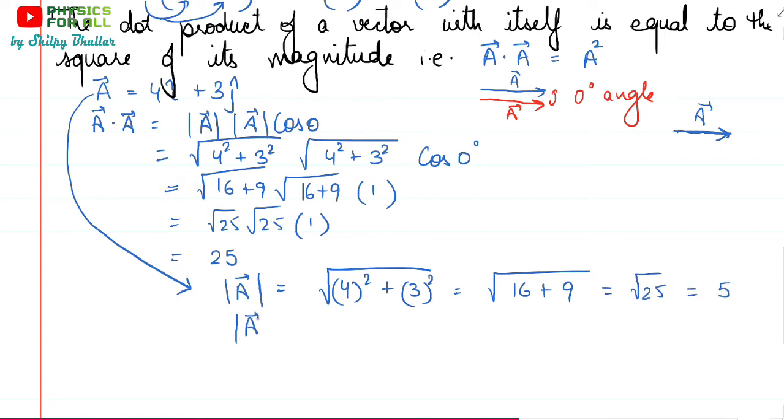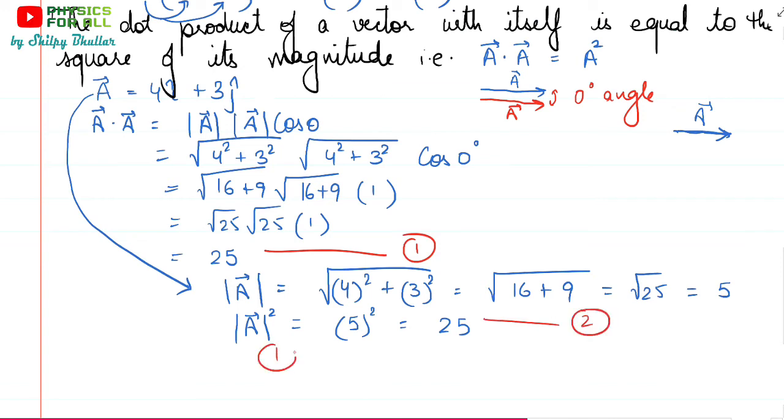And square of magnitude means 5 square, which is 25. And these two are same. See, 1 and 2, these are same. So by this we conclude that whenever we take dot product of a vector with itself, that would be equal to square of its magnitude.